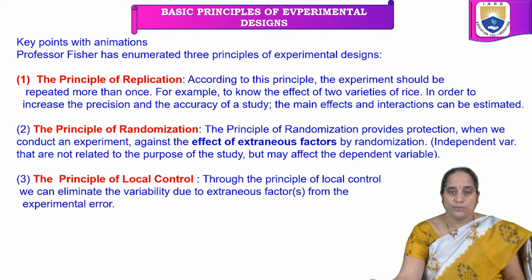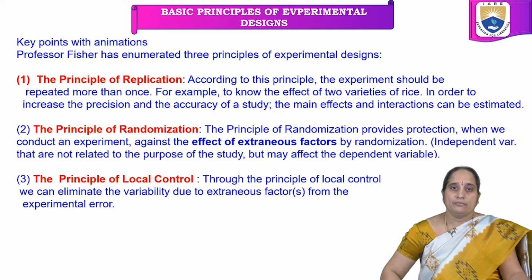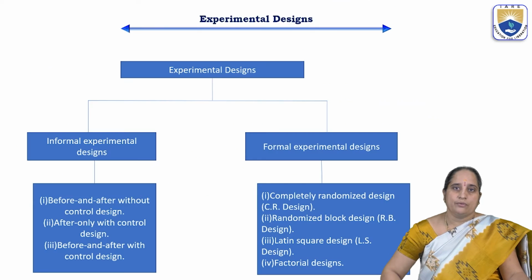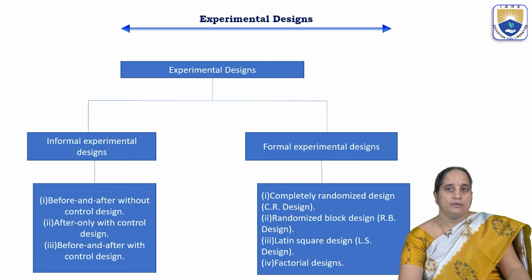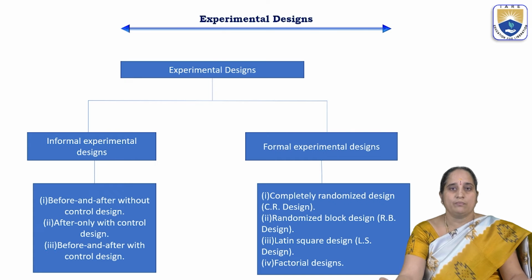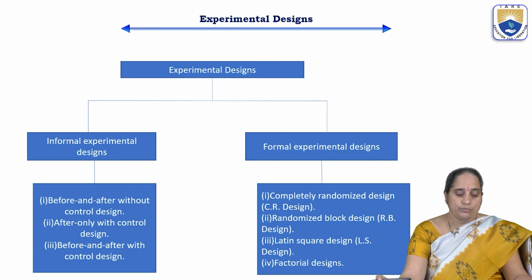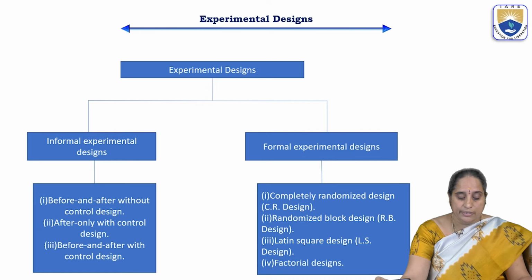So whether this variation is due to the soil fertility or due to the seed quality, what exactly it is, so that we can measure it with the help of the principle of local control. Then experimental designs are further categorized into two types: one is informal experimental design, another one is formal experimental design. Informal experimental designs are further divided into three types.